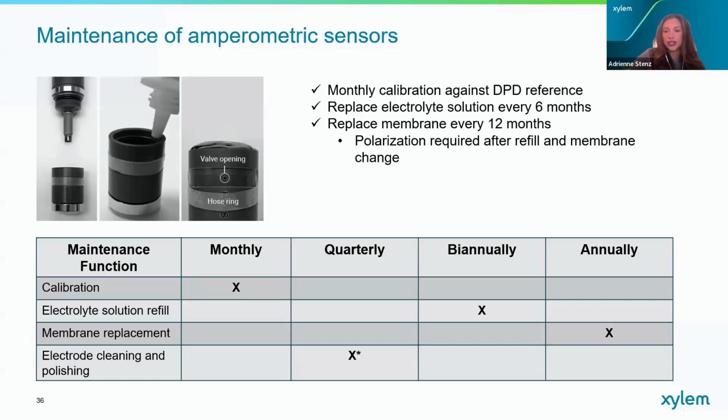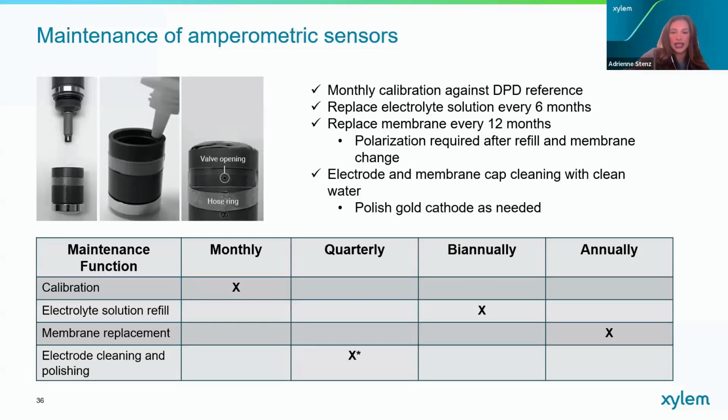Whenever you refill electrolyte solution or replace a membrane cap, the sensor must be repolarized. Polarization involves placing the sensor in a well-stirred solution of at least 5 milligrams per liter chlorine for an hour to establish a potential between the working and the reference electrode. The sensor should then be allowed to sit in its flow cell in sample conditions for at least 20 minutes before it's calibrated.